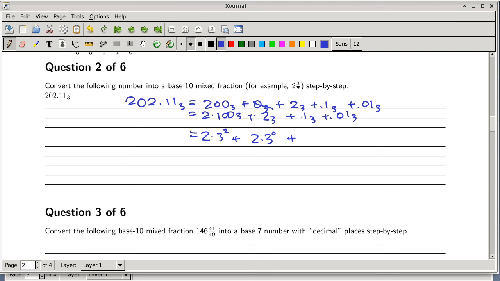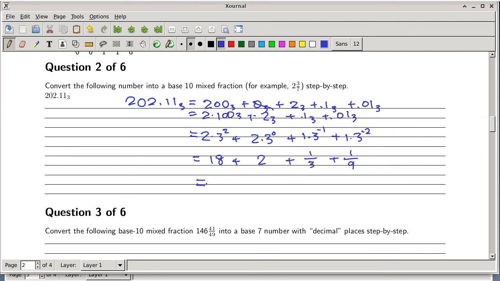Oh, we got a point something here. What do we do about this? It's 1 times 3 to the power of what? -1. Very good. And what about this one? 1 times 3 to the power of negative 2. So this gives us 18. This gives us 2. This gives us 1/3. This gives us 1/9. So if you only get to this point, you'll get partial credit, okay? Not all the credit, because the question did ask for a mixed fraction, but you're only one arithmetic step away from the final answer, so you get most of the credit.